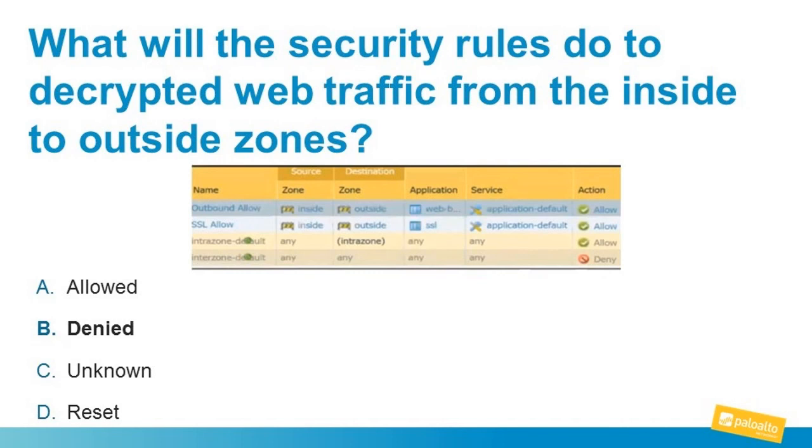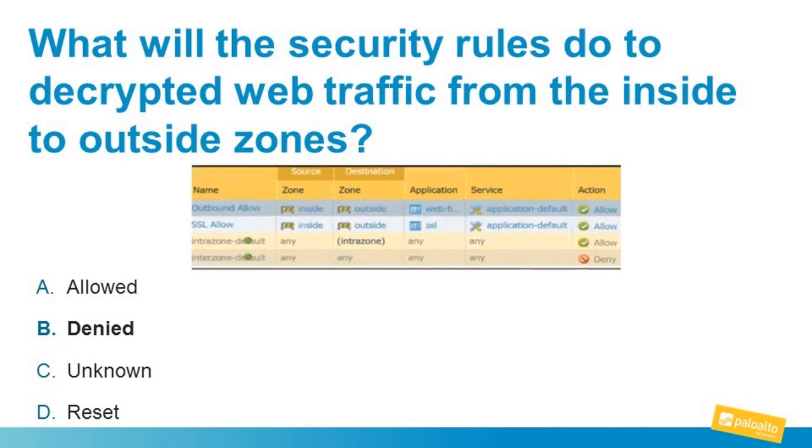So first off, SSL traffic. We know that we're talking about some type of encrypted traffic. It's SSL or HTTPS because, well, it says decrypted web traffic. That means originally the traffic was HTTPS on port 443. We do have a rule allowing SSL on application default. And if you know how the Palo Alto Networks firewalls are set up, if you know how the applications work, then you know that the common port and protocol for SSL is TCP 443.